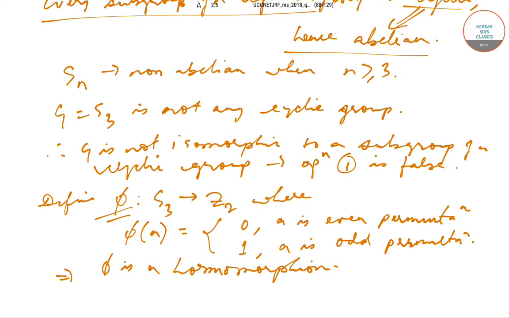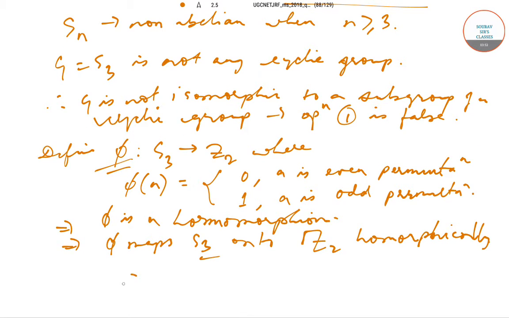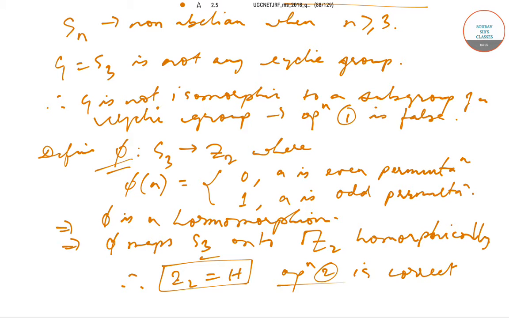If phi is a homomorphism, that means that phi maps S3 onto Z2 homomorphically. And if this is the case, then we can definitely write that this Z2 can be H. So therefore option 2 is correct. Now let us shift our focus to option 3.